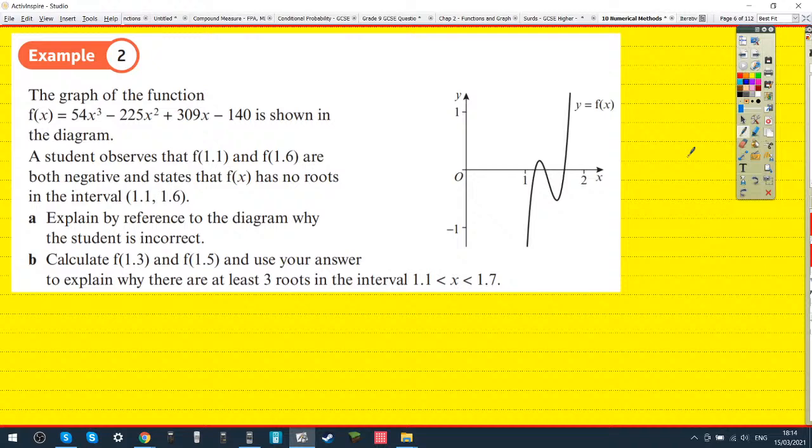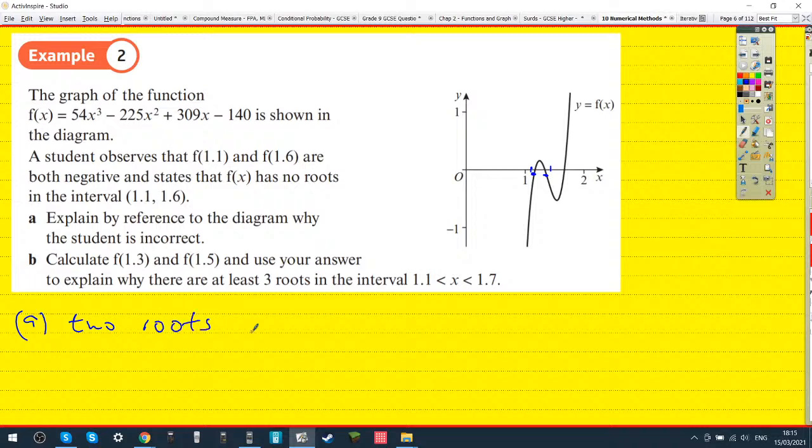Can we say that the student's incorrect because we can see that at one point the curve goes over the x-axis and at one point it goes below the x-axis, so there must be a positive and negative bit. So 1.1, let's say 1.6. Student observes that they're both negative. I think it's like there and there, something like that. Okay. Yeah, I think it's just because there's 2 roots in the interval, something like that. Yeah. So it was negative, then positive, then negative again. So yeah.